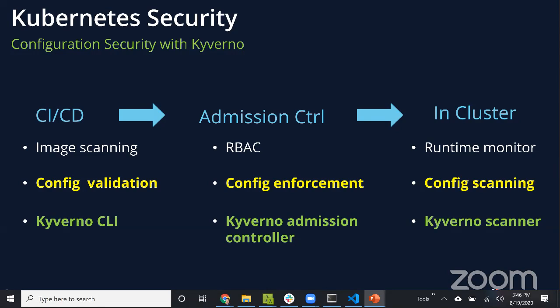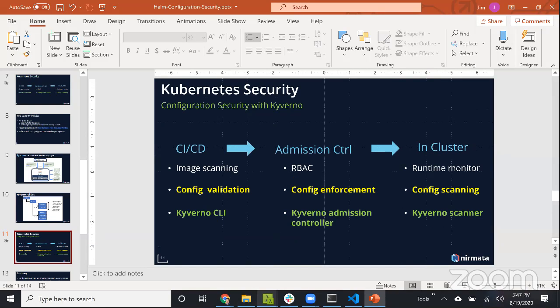Say your admission controller is down, somebody did something, you also want to do background scanning, right? So admission control is not enough. So this is how Kyverno covers all three phases that we would be interested in. So let me switch to my terminal.